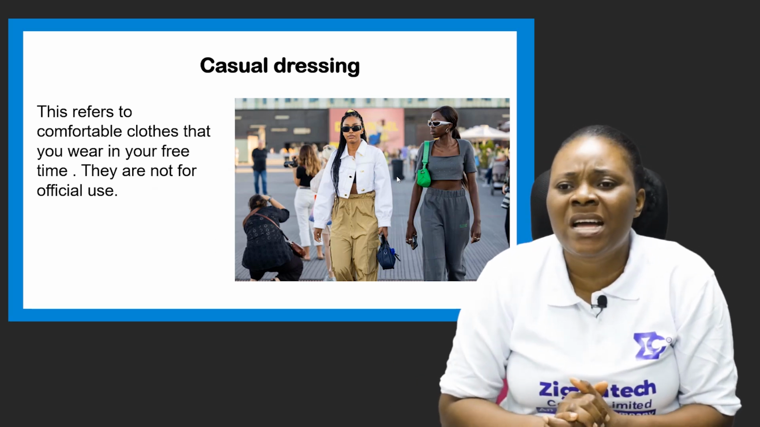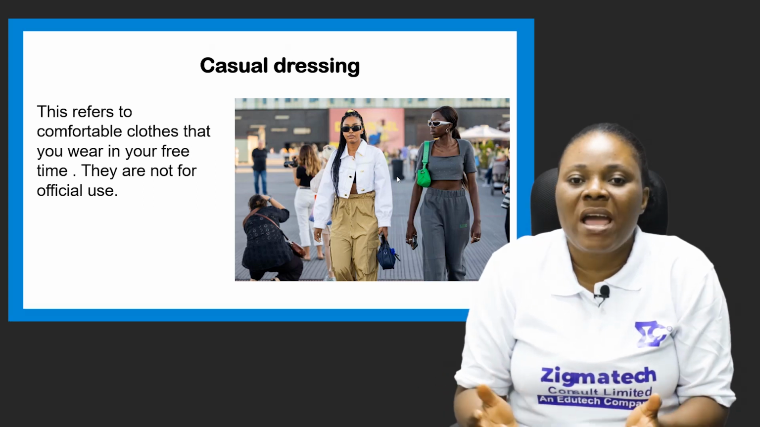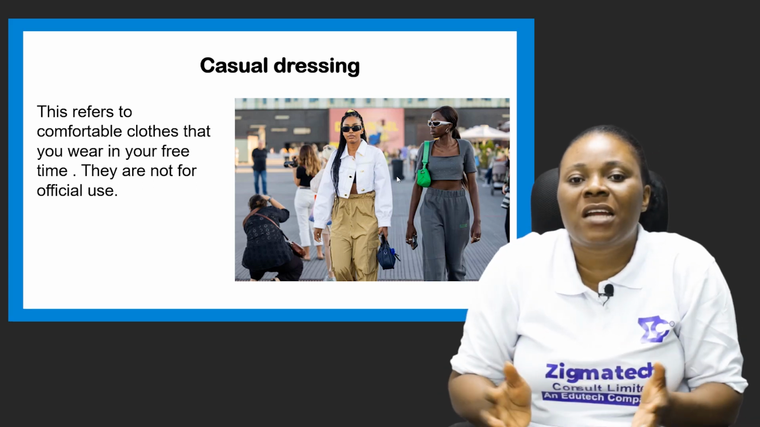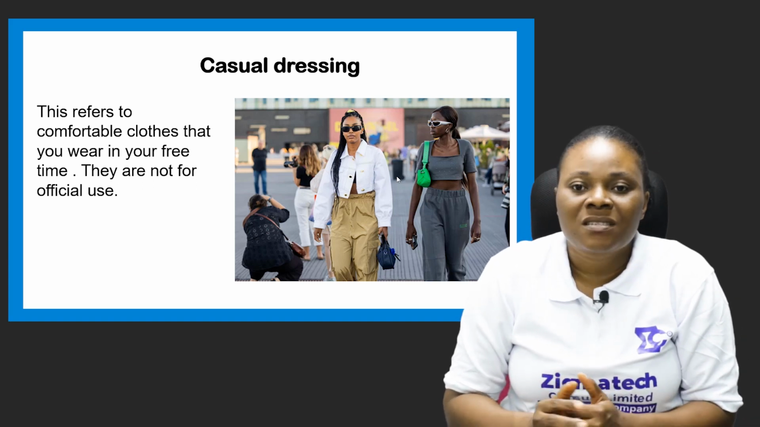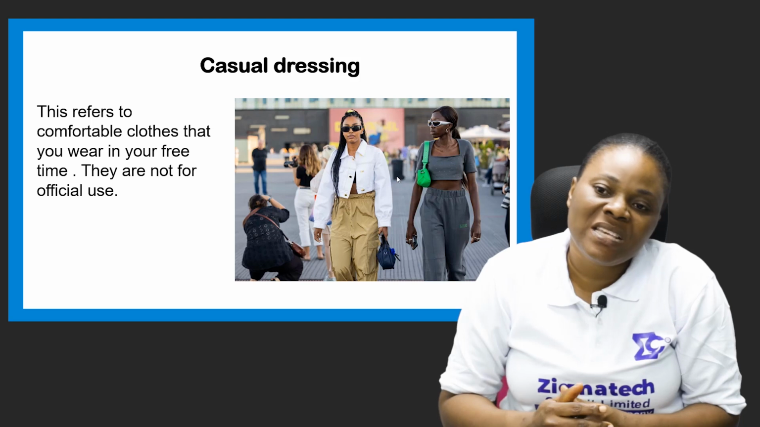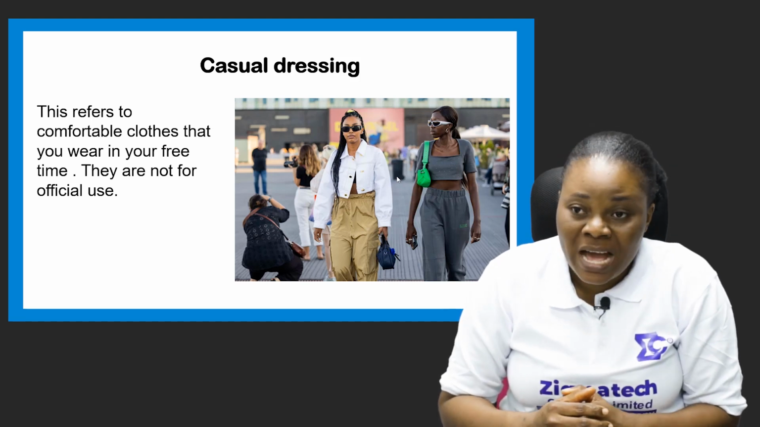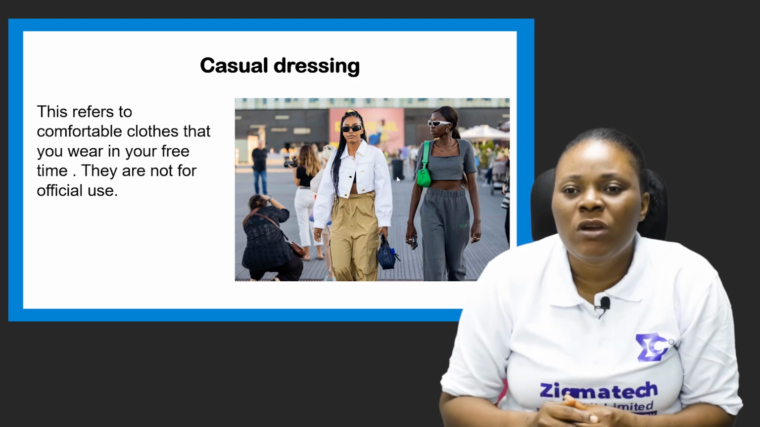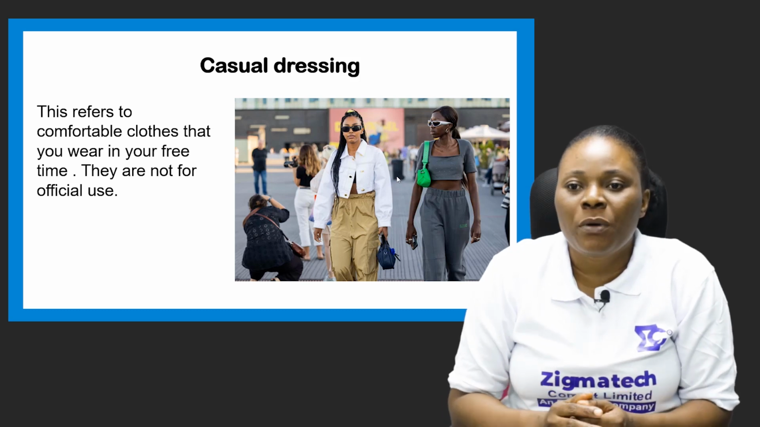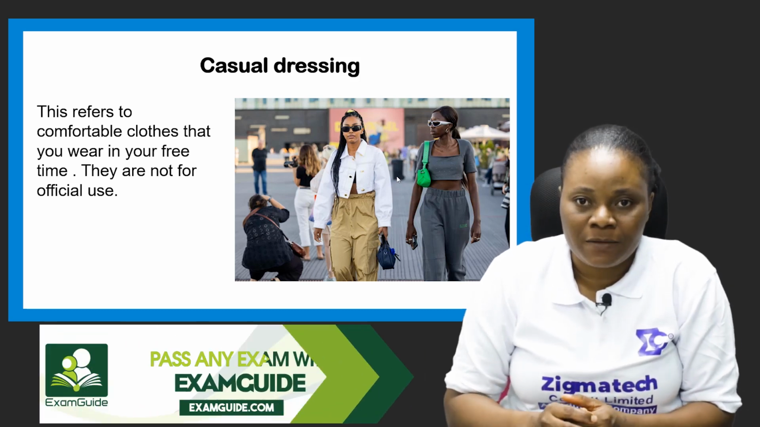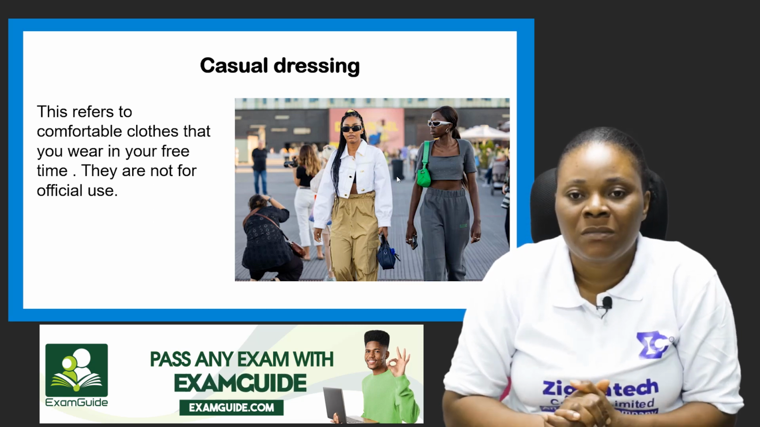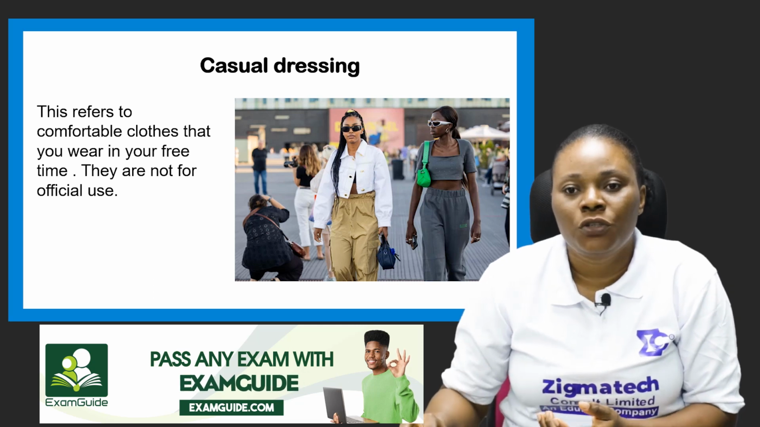What do we refer to as casual dressing? These are dresses that we wear in our free time. They are dresses that make us feel more free and comfortable. But these dresses are not meant for official use. So which means that as an employee or a receptionist, you are not meant to dress casually to work, either by exposing your body or by dressing indecently. So casual dresses are comfortable dresses that we wear in our free time, but they are not for official use.